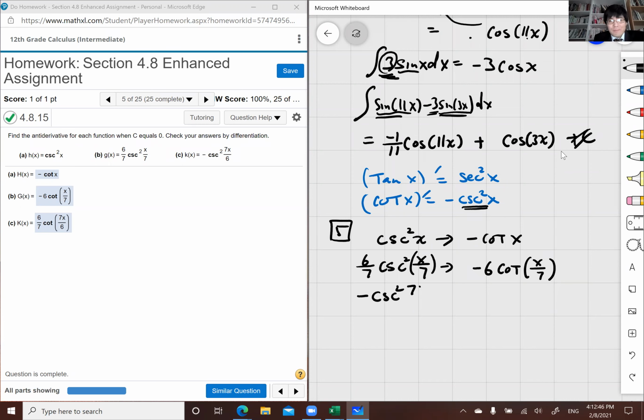And the third one. Okay, so again, it's going to be cotangent of the same angle inside. And when you differentiate this, the sign becomes negative, so that's already good. And 7 over 6 came out, so I had to multiply it by its reciprocal.